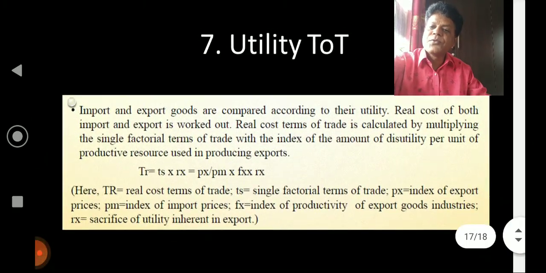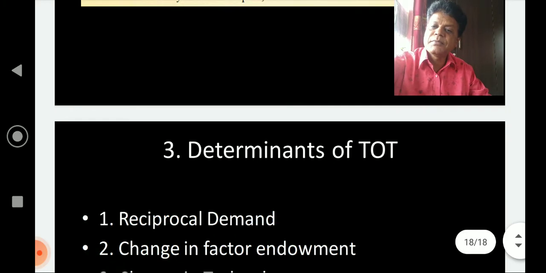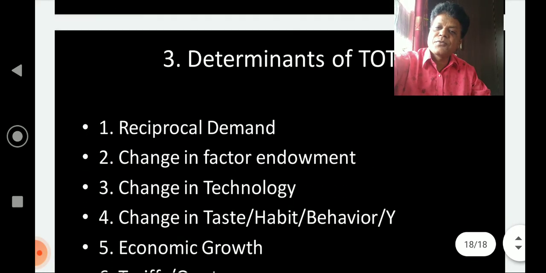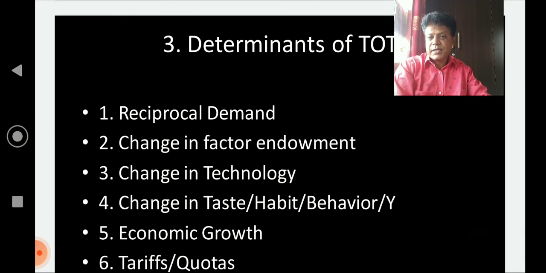With this, we end our discussion on different types of terms of trade. Just before we conclude our lecture on terms of trade, let us have brief information about the determinants of terms of trade. What are these determinants of terms of trade? Factors influencing terms of trade.